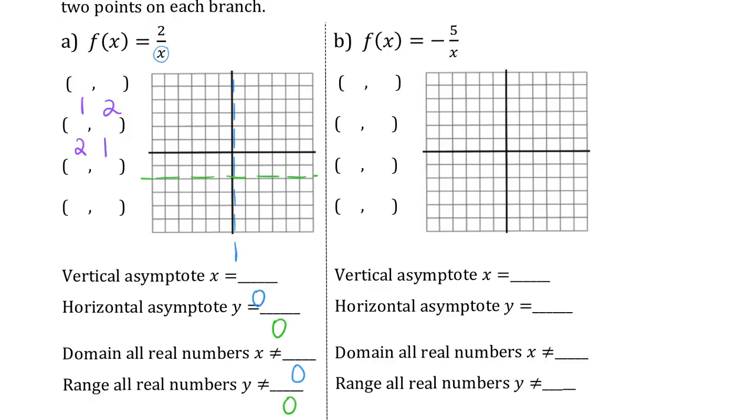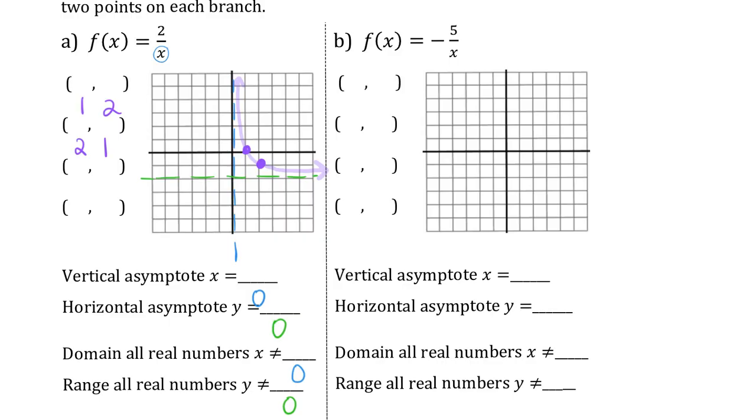Let's graph those two pieces. 1, 2, and 2, 1. And that's telling me which direction that branch is going to go. It cannot cross the asymptotes. So it's going to go this way, and it's going to approach the vertical asymptote. And then on the bottom part, it's going to approach the horizontal asymptote. And that's actually a very good graph.